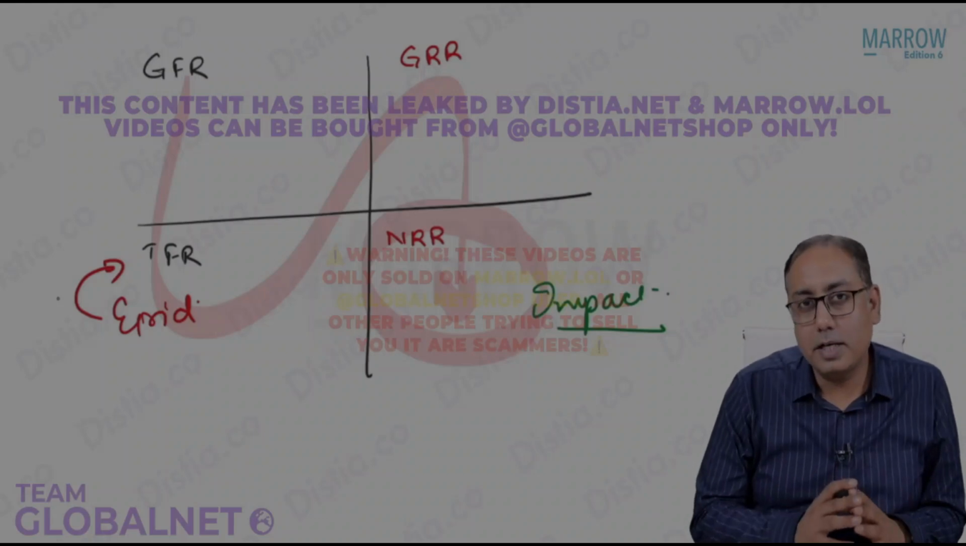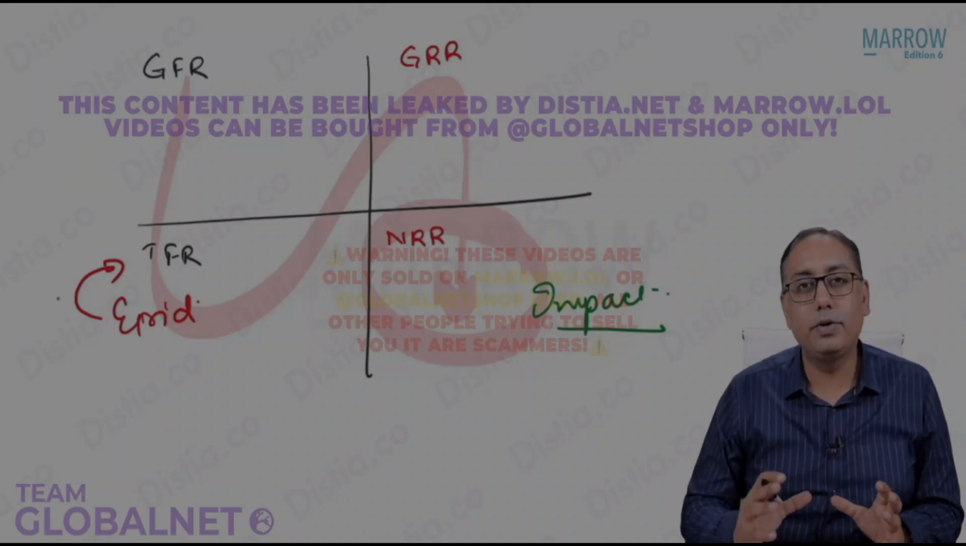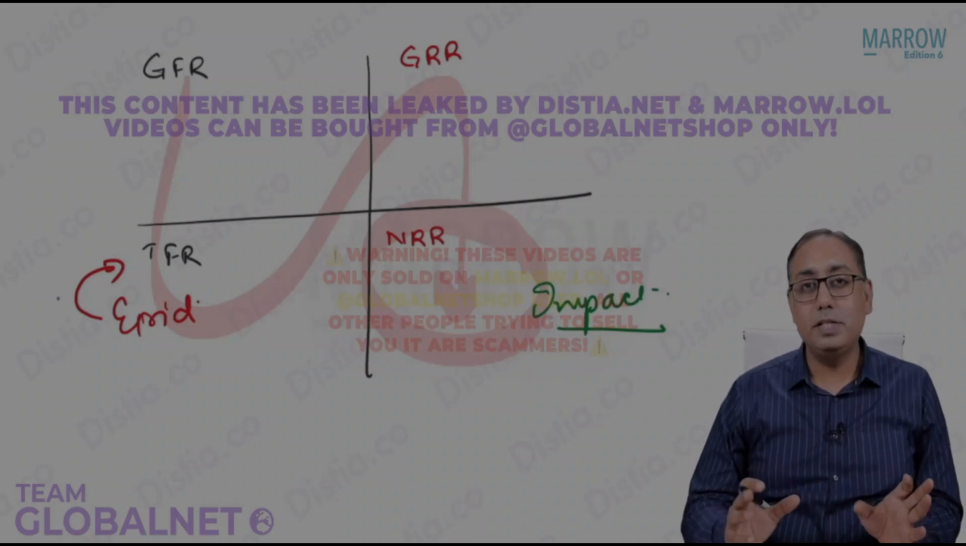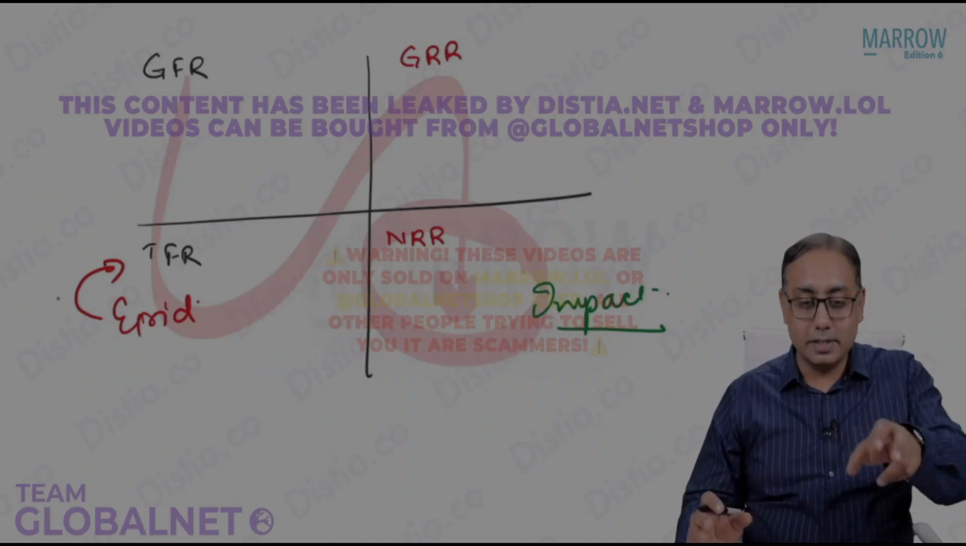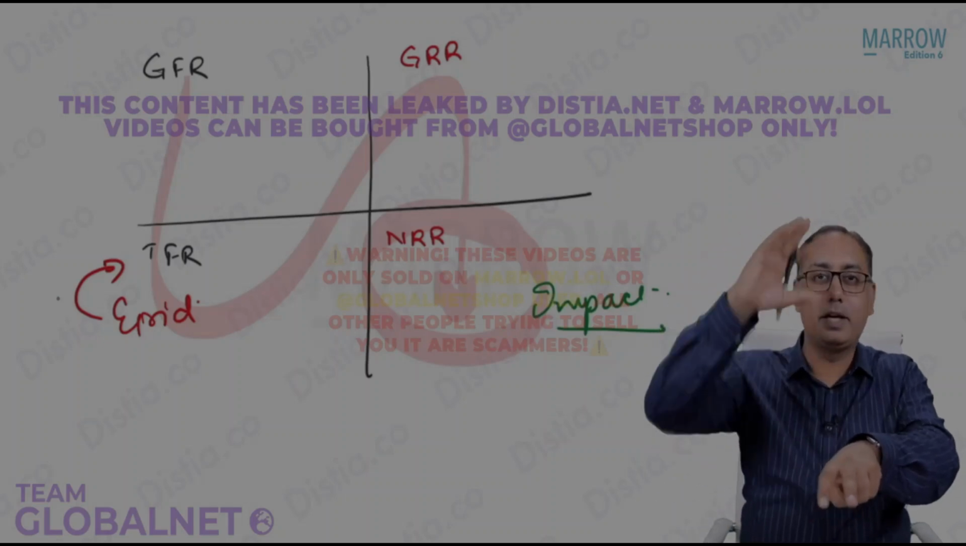Another MCQ which can be asked is, which of the following indicators is going to give you a complete family size? Please note that in a family, who all are there? It's the children who are there, and then you have the parents.